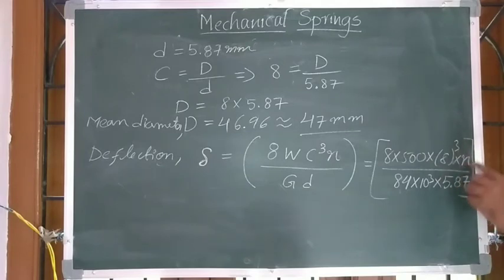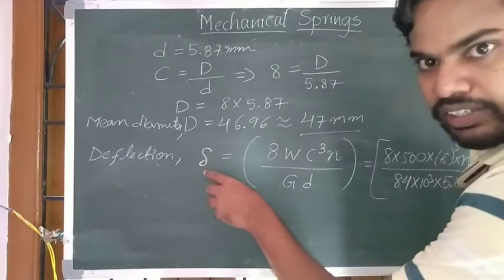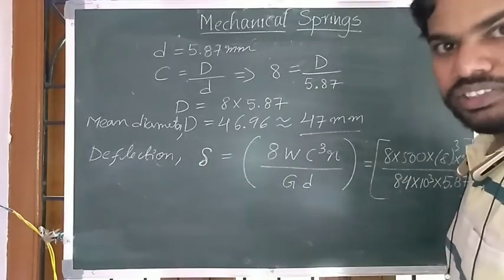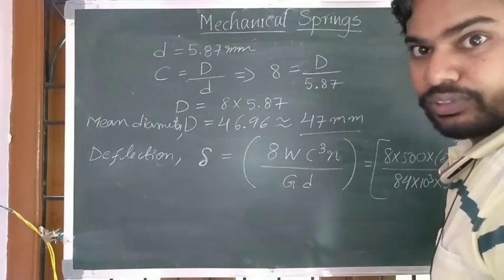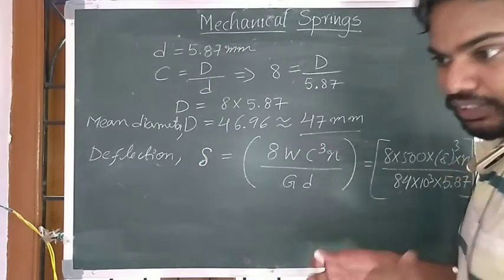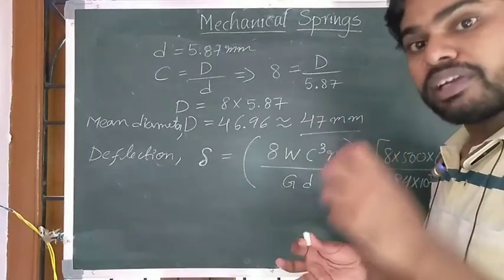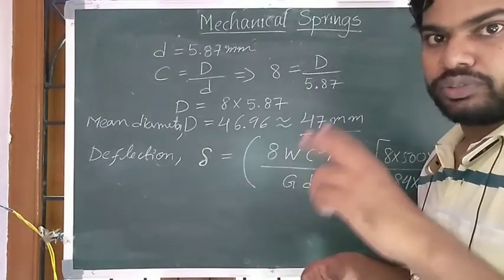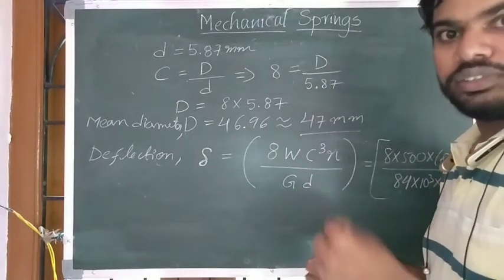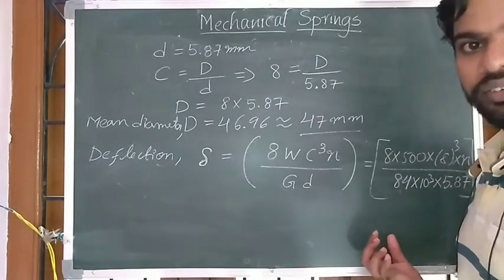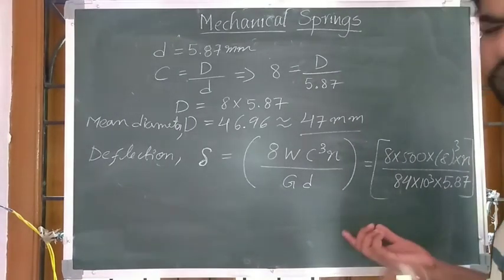Number of coils. Deflection is already given in the question, so we don't need to find out the deflection. What we need to find out here is, we have the wire diameter and mean diameter, so we need to find the number of turns. The spring must have turns, number of turns, coils. So we need to find the active coils, the active turns.